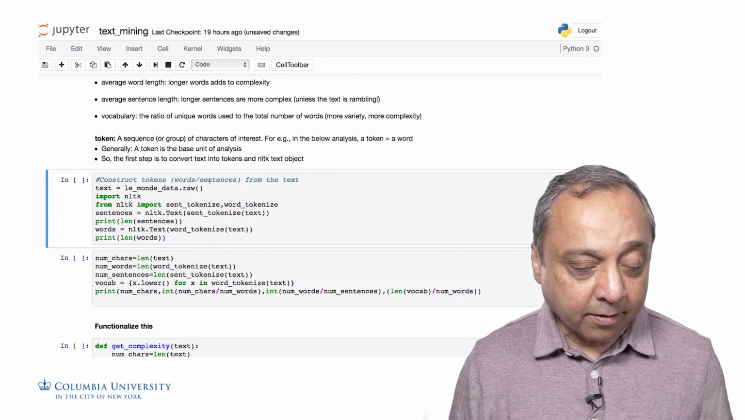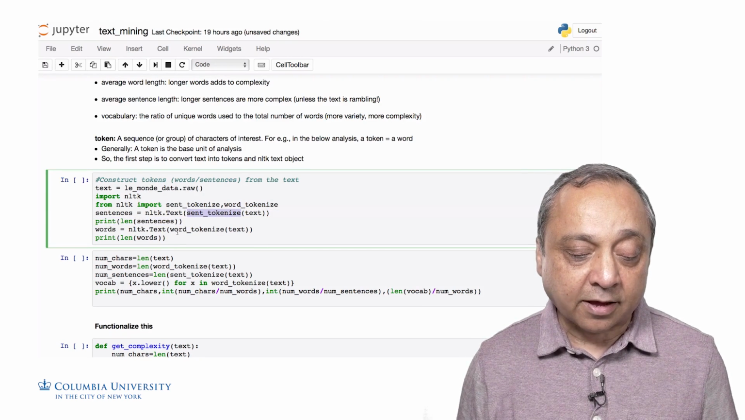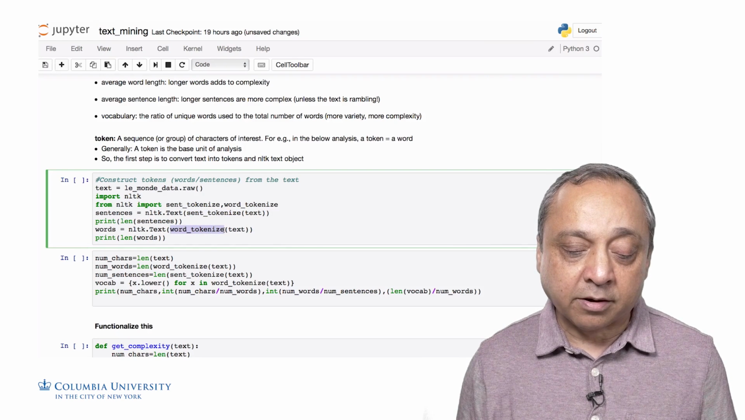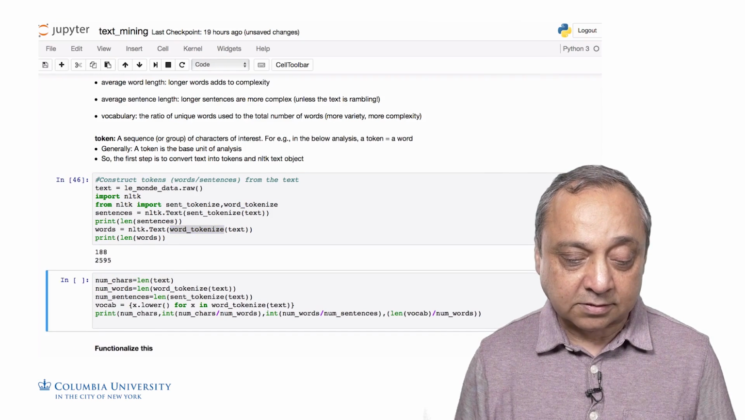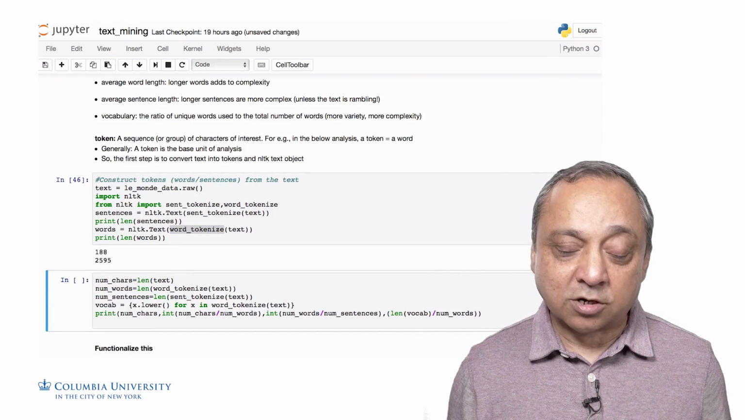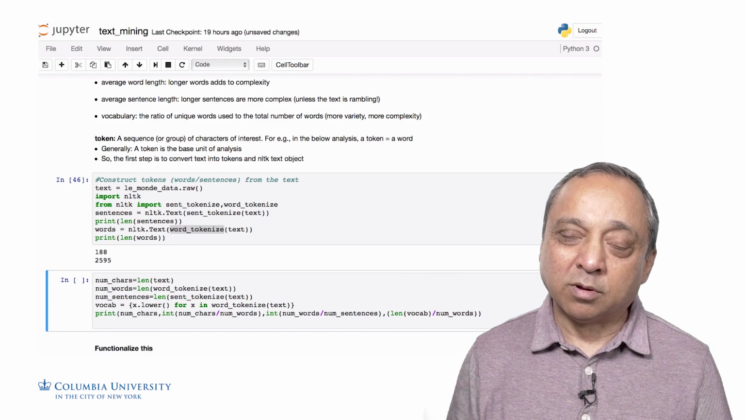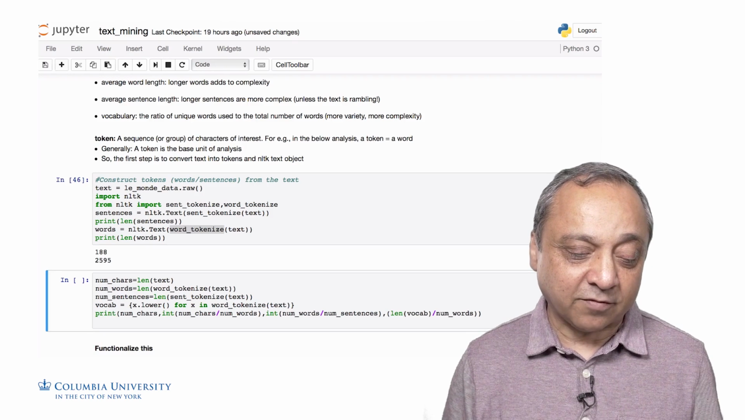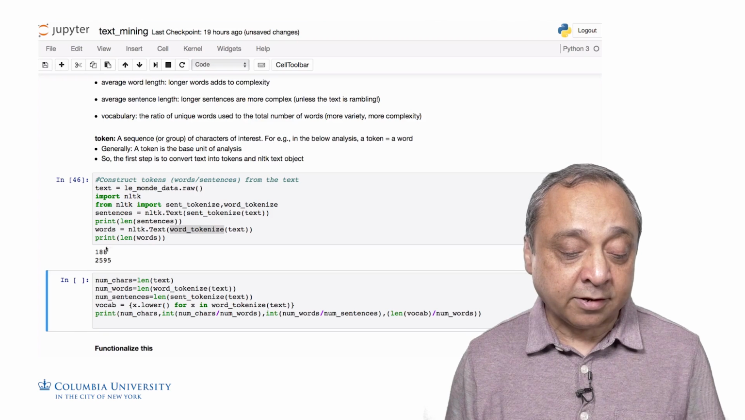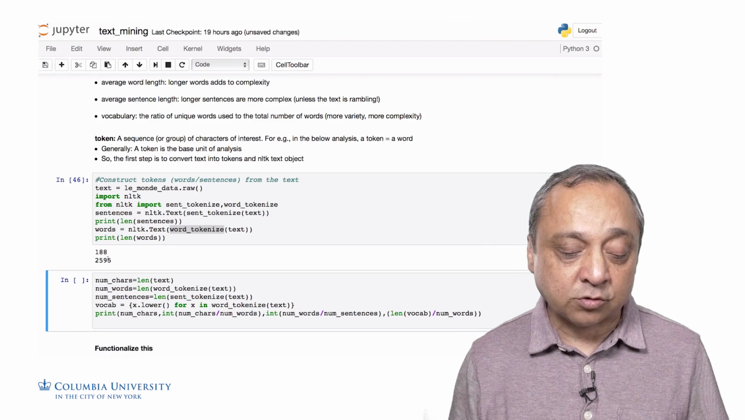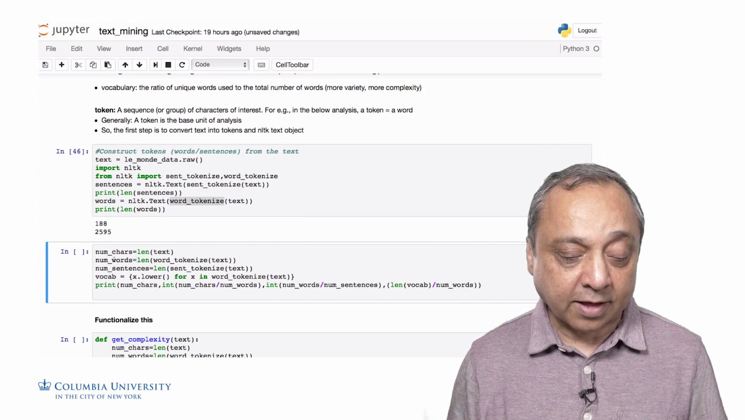And NLTK provides two functions that are useful for that: sentence tokenize and word tokenize. Each of them is there to create words and sentences out of the text, basically getting rid of stuff that is not a word or a sentence, like, for example, punctuation or emojis or stuff like that. So if we take Le Monde data and we word tokenize and sentence tokenize it, we get 188 sentences and 2,595 words in the compendium of reviews of that thing.